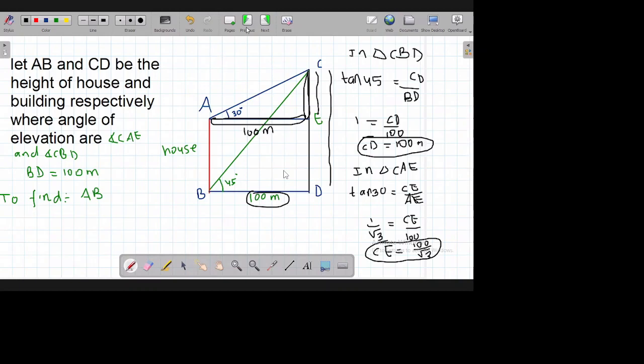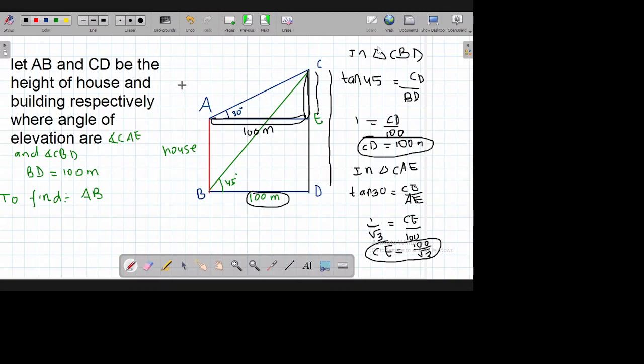So somebody please help me, how much did you get as the answer? Okay, very good. Now here I got the answer 42.27. So I hope that everybody has understood this type of question.